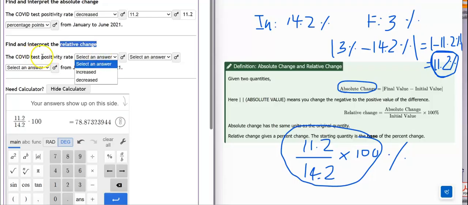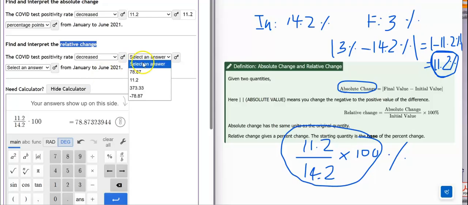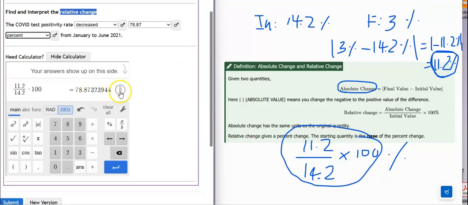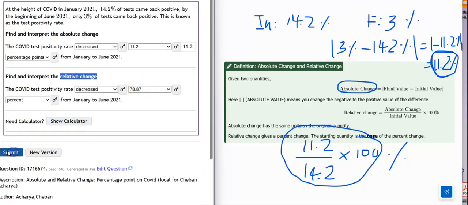So the test positivity rate decreases obviously by 78.87 percent. Remember that relative change is as a percentage. Whatever you get the answer here as a percent. So that's the answer. Submit your question.